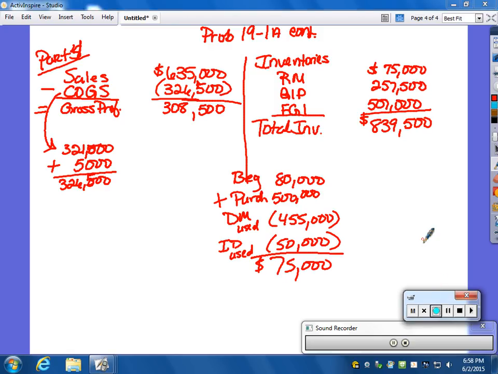Okay, so exercise 19-7, which was one of the ones that I assigned you. The following information is available for Lockheed Company, which produces special order security products and uses a job order costing system. Compute the following amounts for the month of May. Number one, cost of direct materials used. How do we find cost of direct materials used?